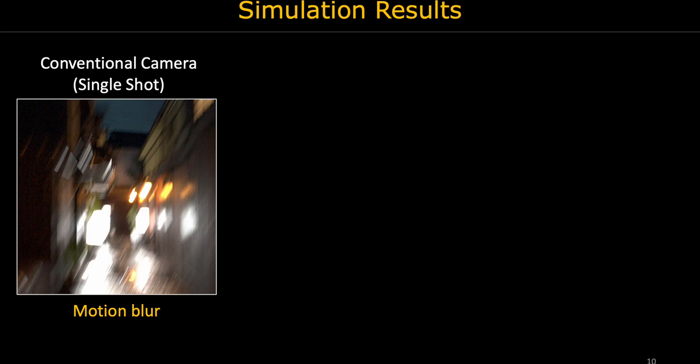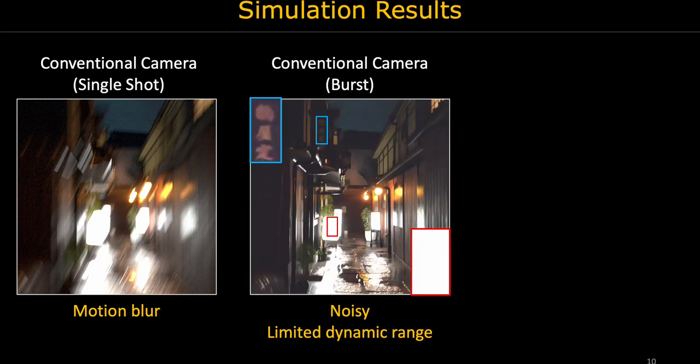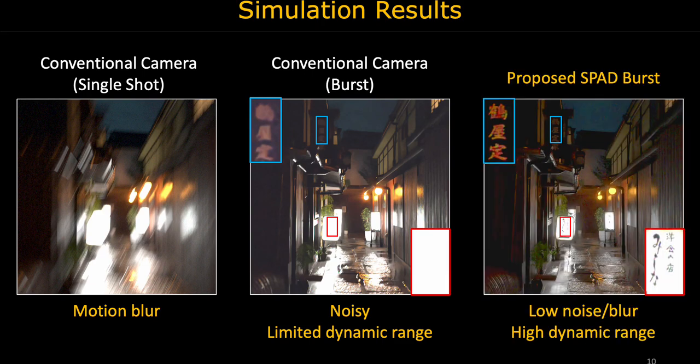Here are some results. First, using a rendered 3D model, we simulate a low-light night scene captured by a moving camera. Due to rapid motion, the image taken by a conventional camera is severely blurred. While conventional burst photography mitigates motion blur, it cannot reconstruct the text in extremely dark and bright regions due to read noise and limited dynamic range. In comparison, single photon burst photography can reconstruct a clear and sharp image while capturing the entire dynamic range.